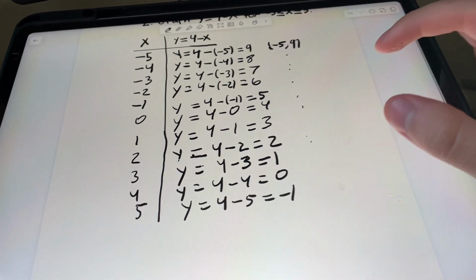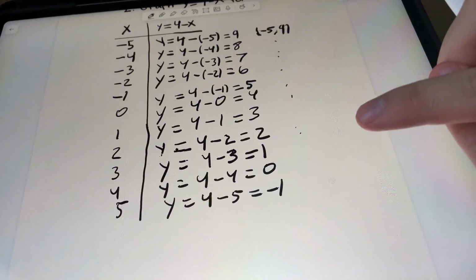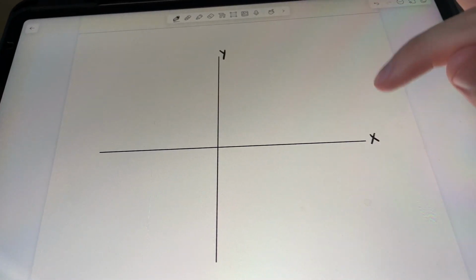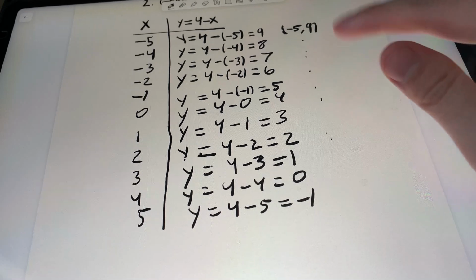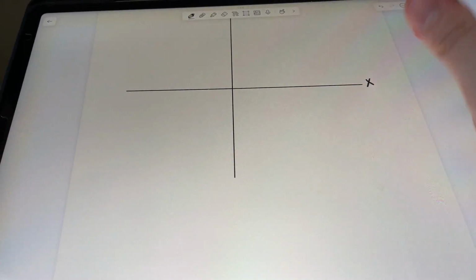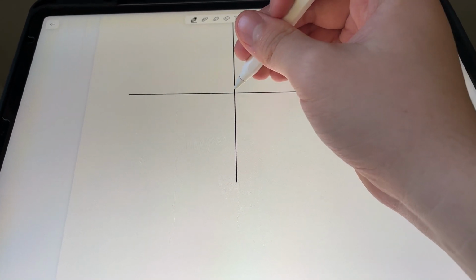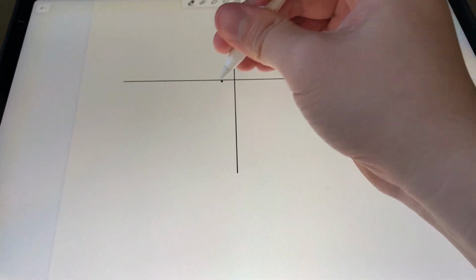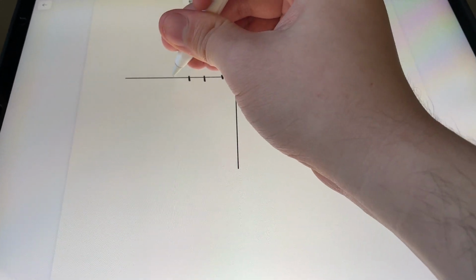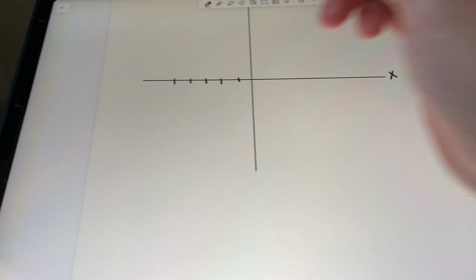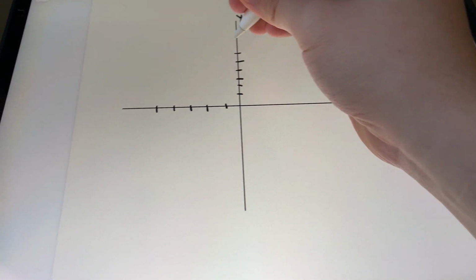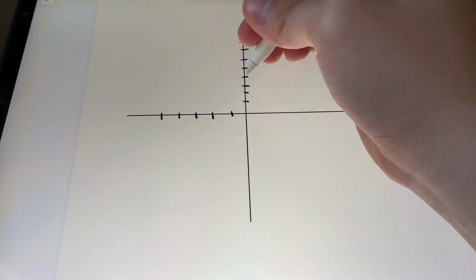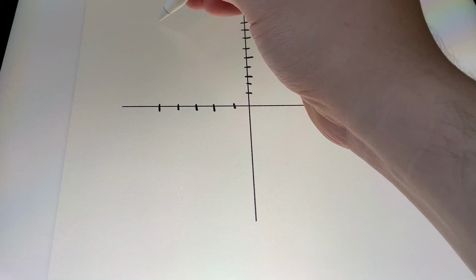And so next we're gonna plot these on our xy plane. All right, so I've drawn the xy plane here. So we're gonna go back and look at our table. We're gonna plot the first point, -5, 9. So we're gonna go to the left 5 units. So this is gonna be 1, 2, 3, 4, 5, and then 9. Positive 9, I believe. Yeah. So we're gonna go up 9 units. So this is gonna be 1, 2, 3, 4, 5, 6, 7, 8, 9. So we're gonna be around here.